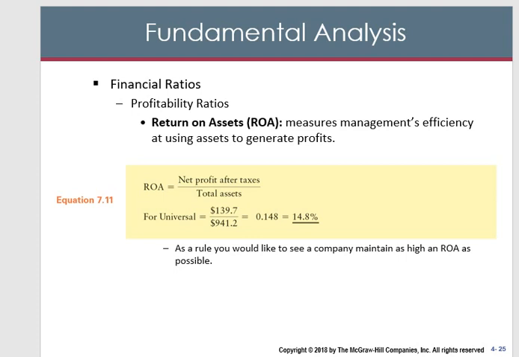Universal earned about 15% in 2016. This is a very healthy return and well above the average. As a rule of thumb, a company likes to maintain as high an ROA as possible, and the higher the ROA, the more profitable the company is.